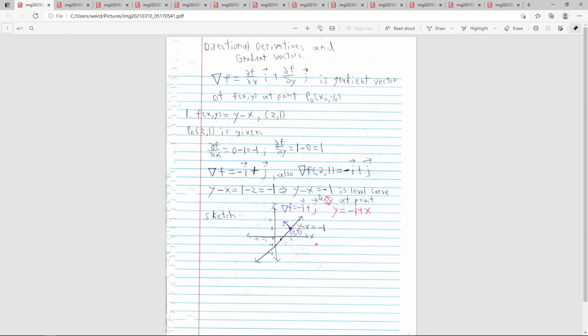When you sketch it out, the level curve is y minus x equals a constant value, so it's 1 minus 2. So y minus x equals negative 1, and y equals negative 1 plus x is how you can rewrite that to make it easy to graph. When sketching, you sometimes want to make it easier to graph. There is the equation, and the gradient comes off at that point.